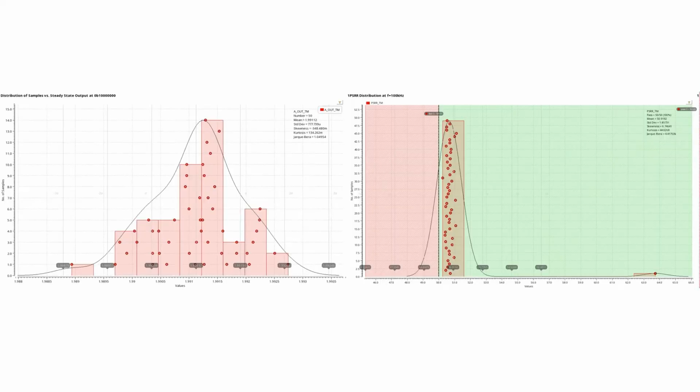And these are the Monte Carlo analysis histograms. The histogram on the left shows that for different process variations, the output variation at the given input is small, and the right histogram shows that at 100 kHz with mismatch conditions, the PSRR is still above 50 decibels.